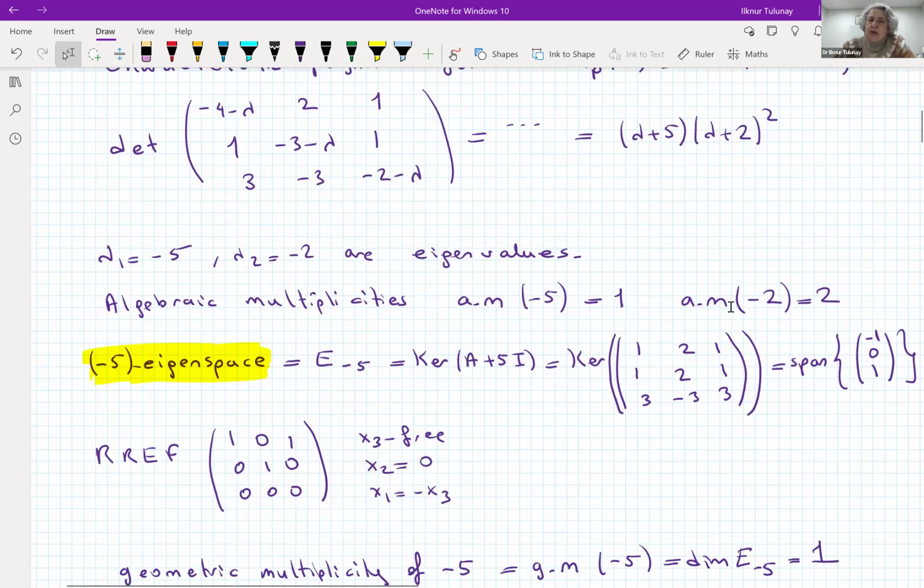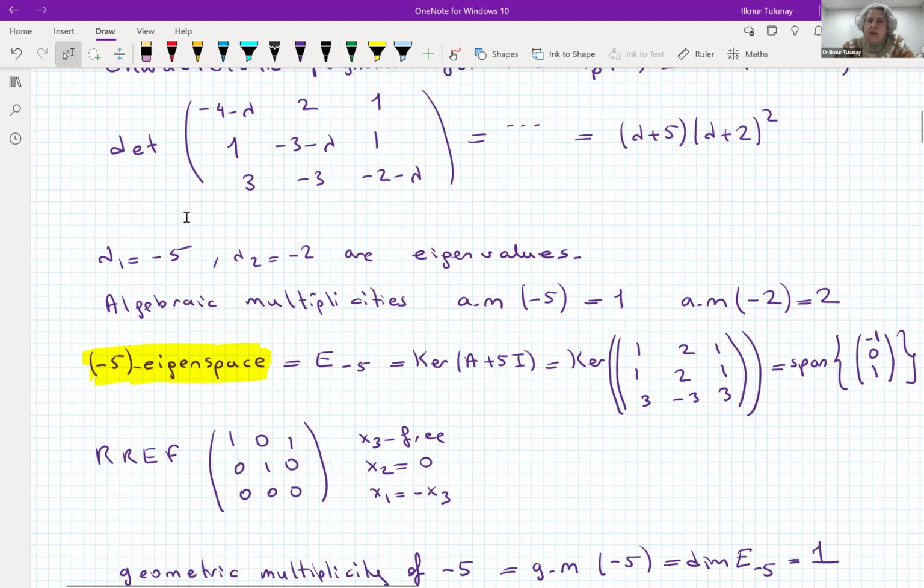So we have two eigenvalues. Lambda 1 is equal to minus 5, lambda 2 is equal to minus 2. These are the roots of this polynomial. And as you see, this is of order 2. So lambda is equal to minus 2 has algebraic multiplicity 2.